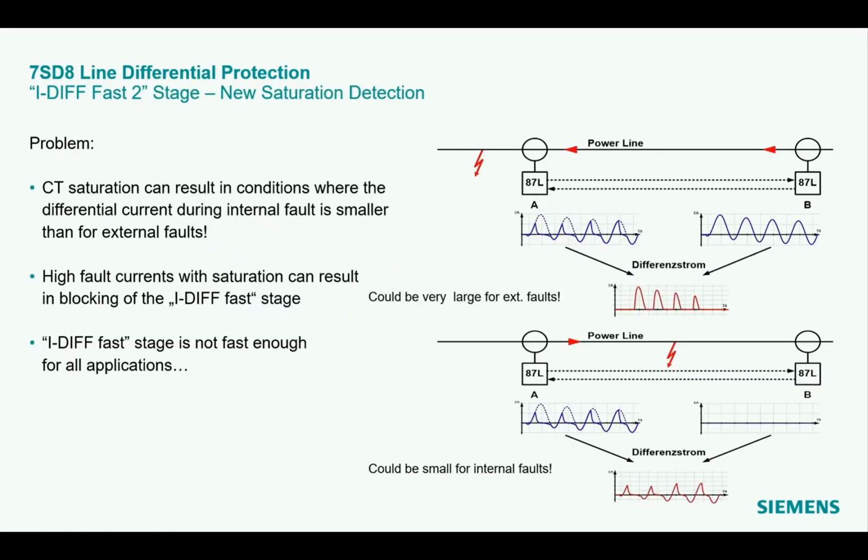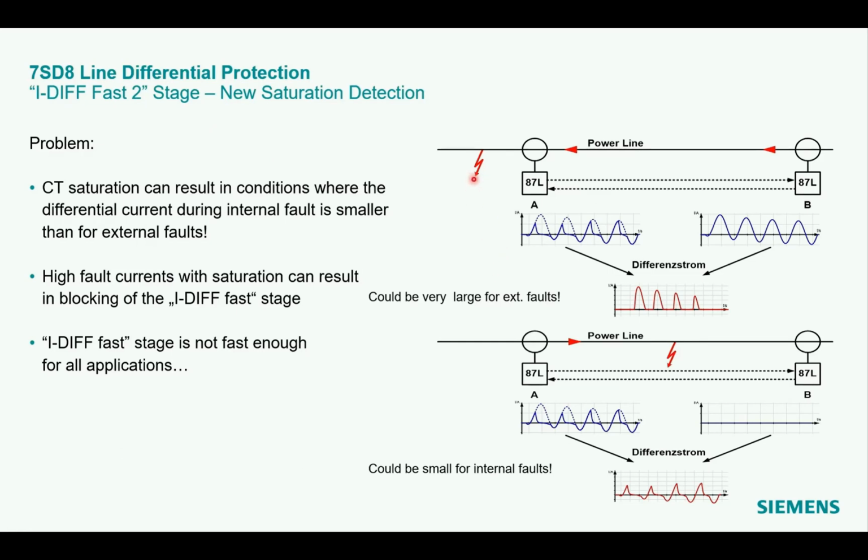A limitation of the EDIF Fast stage and the motivation for the new EDIF Fast 2 stage shall be presented in the slide here. The problem is as follows. The CT saturation can result in conditions where the differential current during the internal fault is smaller than for an external fault. Look at this example.